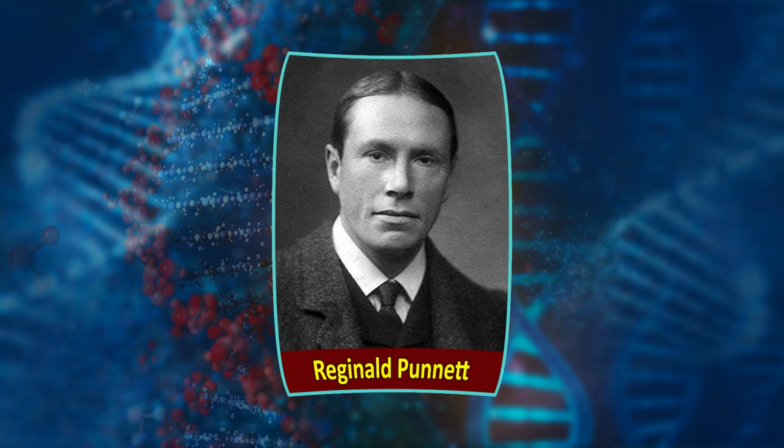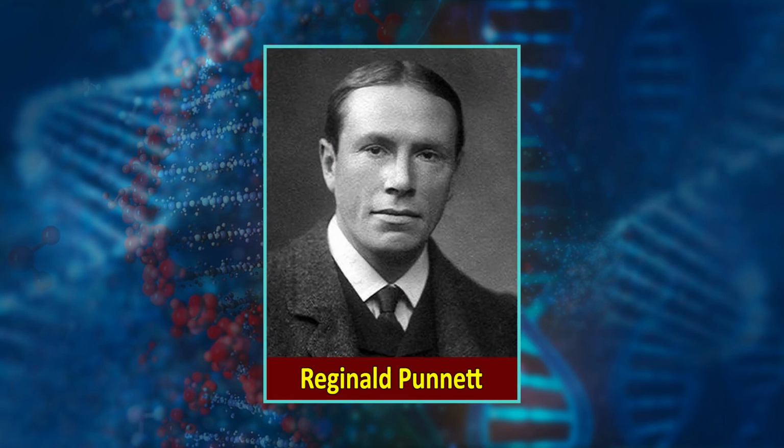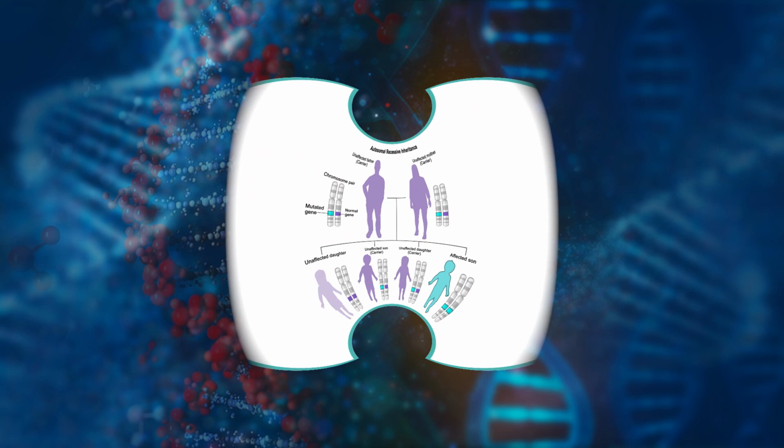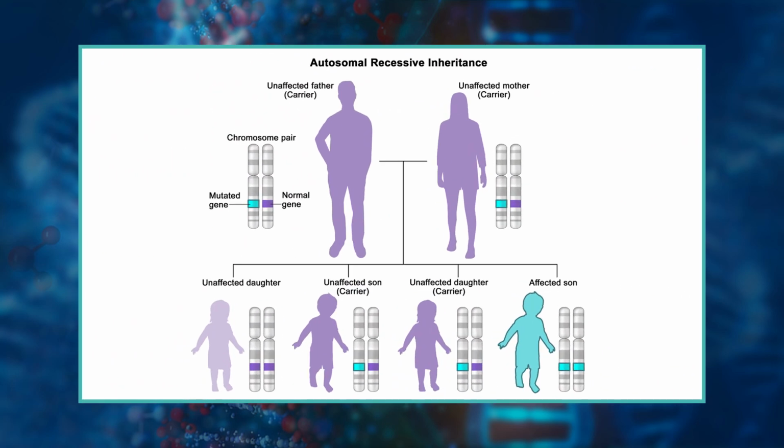This inheritance pattern in a child from the Punnett square is named after its creator, the British geneticist Reginald Punnett. So now the autosomal recessive inheritance. When a genetic disorder is inherited in an autosomal recessive pattern, the disorder corresponds to the recessive phenotype.